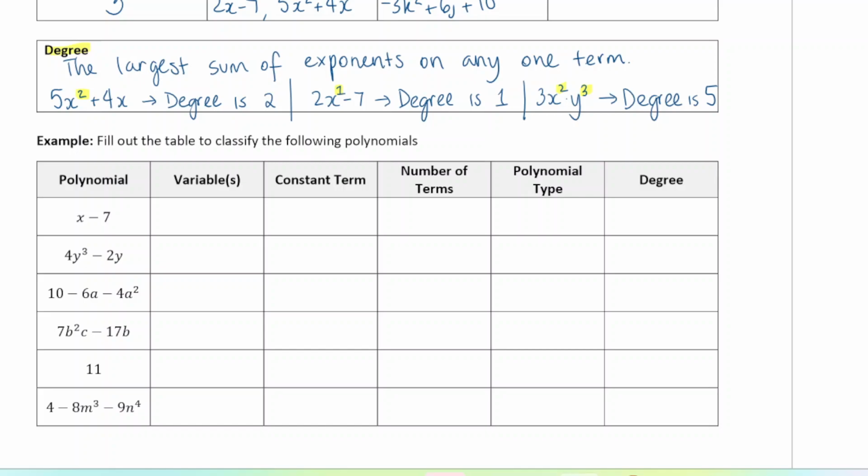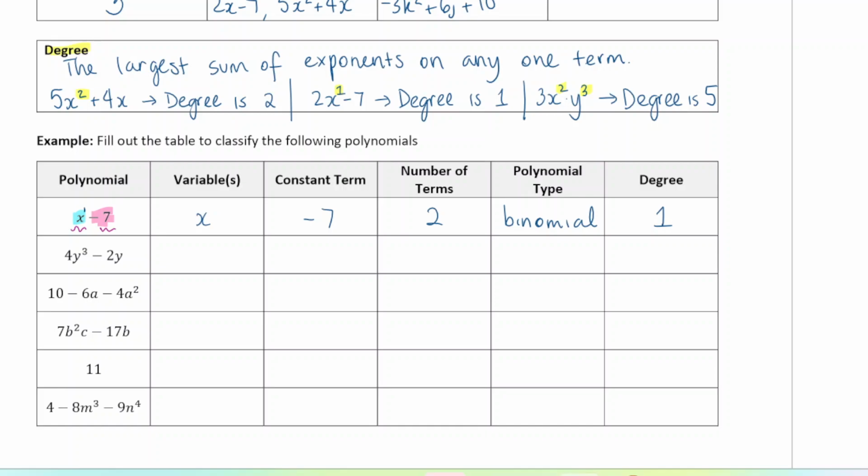Okay, let's talk about the variable first. I used blue before to describe the variables. So the variable in this polynomial is x. It's not an equation, it's a polynomial, or an expression. The constant term, I used pink before. That's -7. It's the number that's by itself, if there is one. The number of terms here, there are 2 separated by that subtraction. So there are 2 terms. It is a binomial because there are 2 terms. And the degree, there is an exponent of 1, even though it's not written there, so it is degree 1.